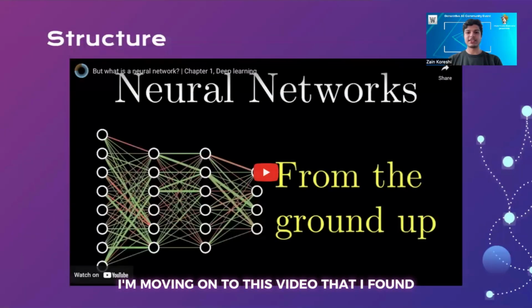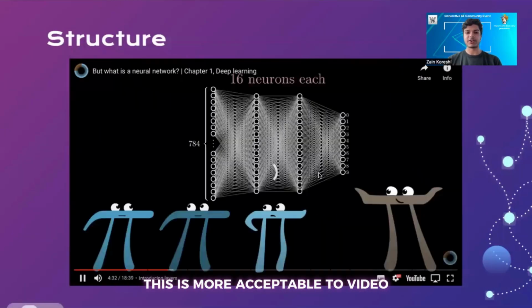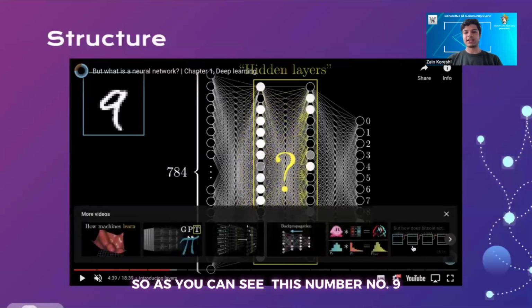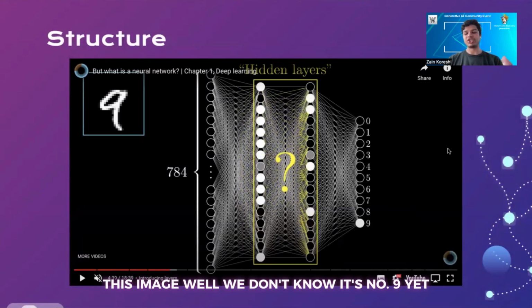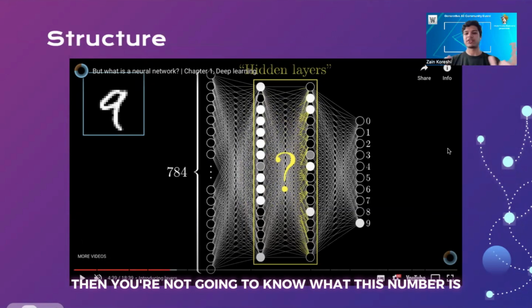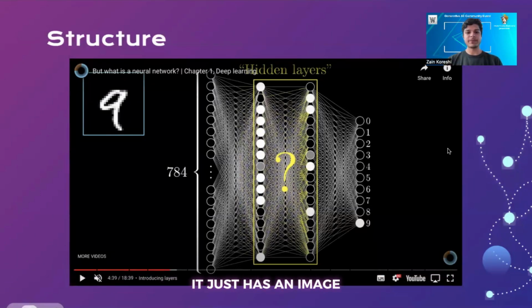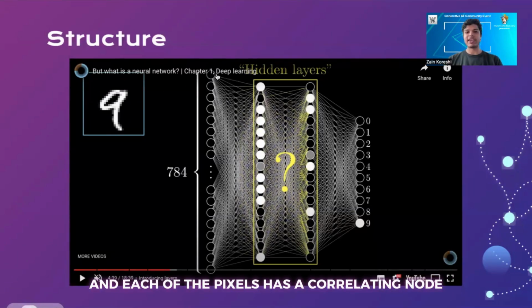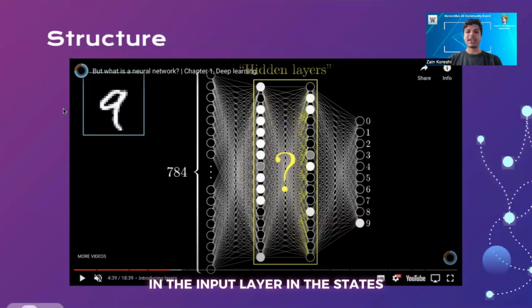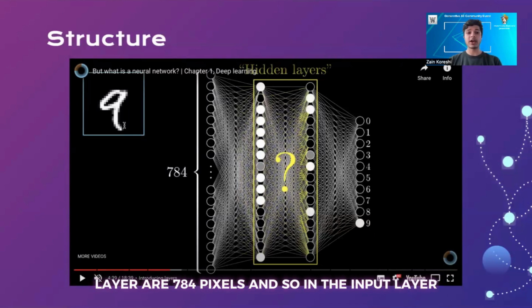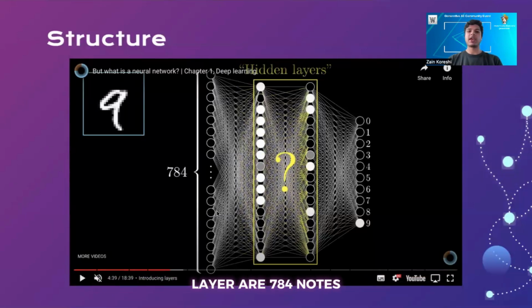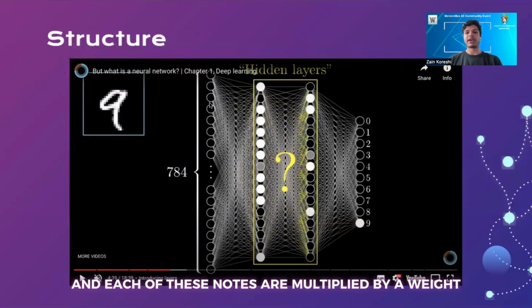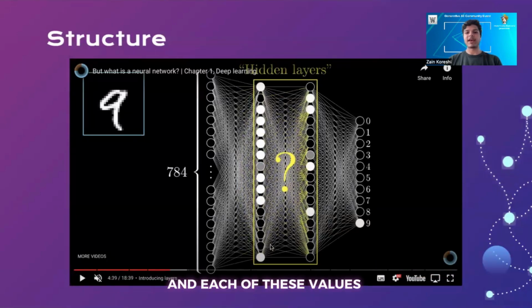Moving on to this video that I found. It's a small excerpt of the video. As you can see, this image of a number, well, we don't know it's the number 9 yet. The neural network doesn't know what this number is. It just has an image, and each of the pixels has a correlating node in the input. In this case, there are 784 pixels, and so in the input there are 784 nodes. Each of these nodes is multiplied by a weight, and each of these values depends on the previous layer.